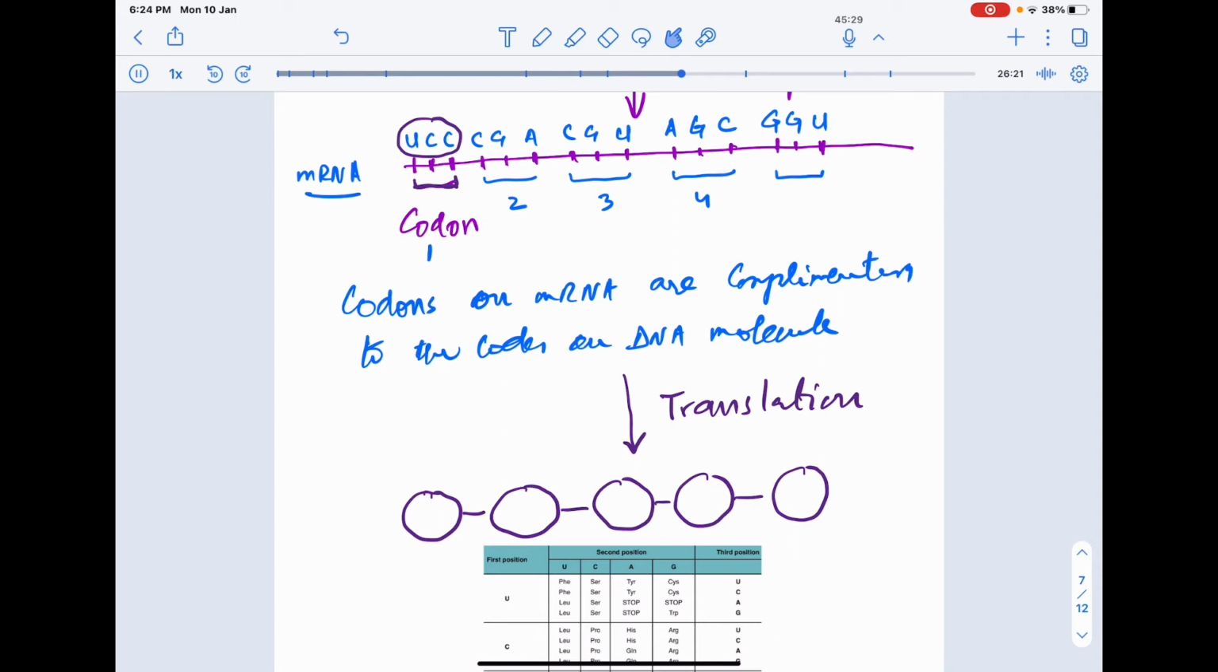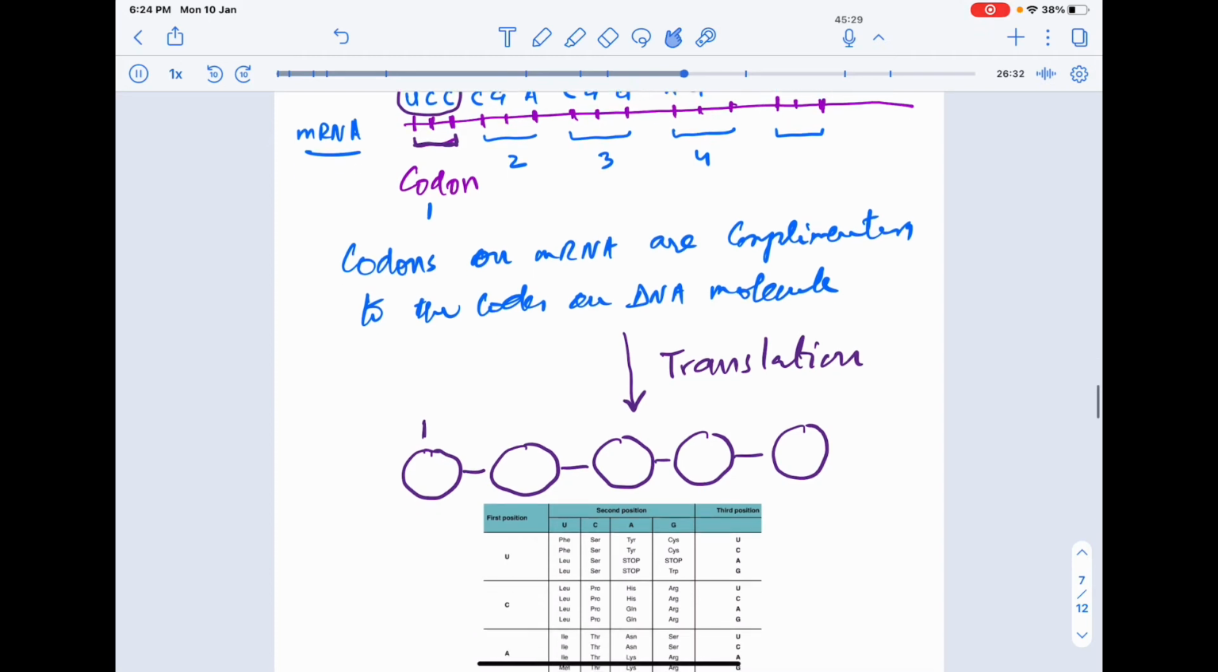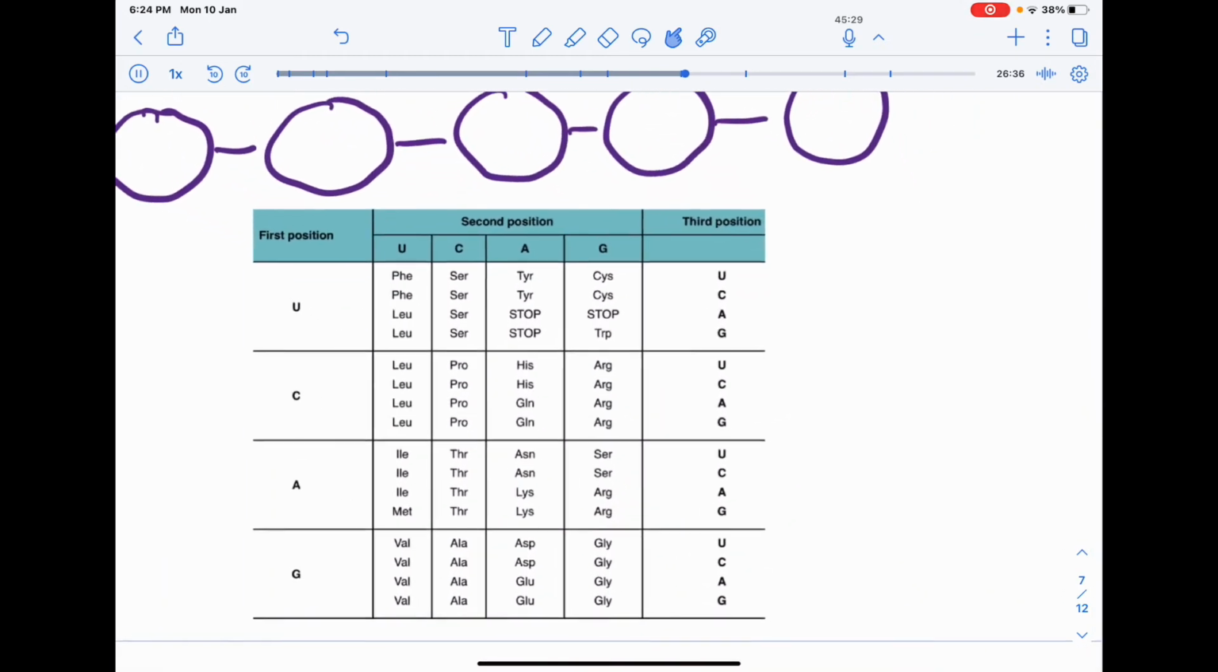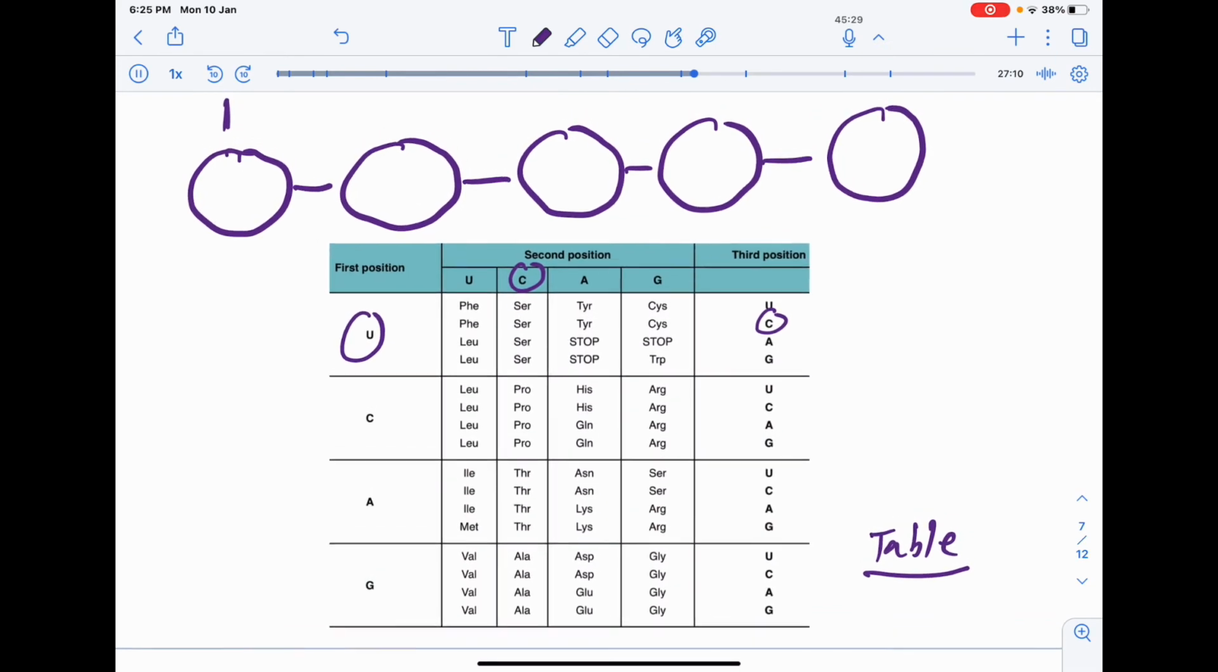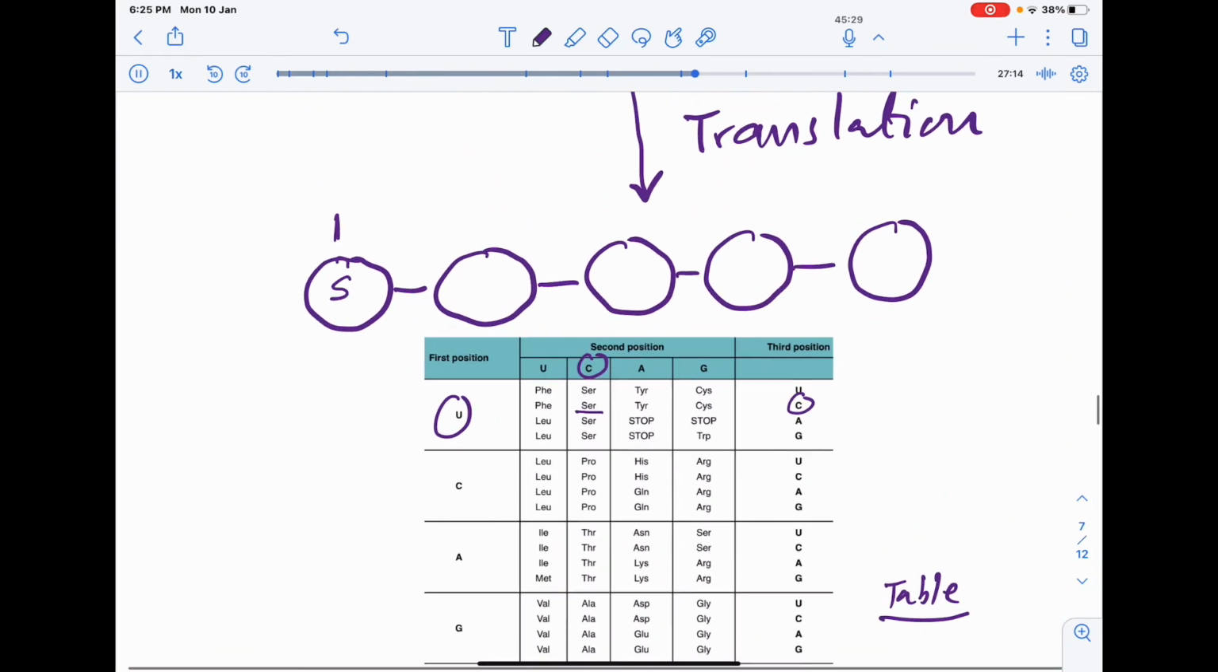And to see which amino acid will be incorporated in a polypeptide at position number 1, we will have to look for the codon and amino acid coded from this table showing mRNA codons. So the first letter is U, the second letter is C, and the third letter is C. So we will have UCC. This would code for serine. So we will have SER at this position.